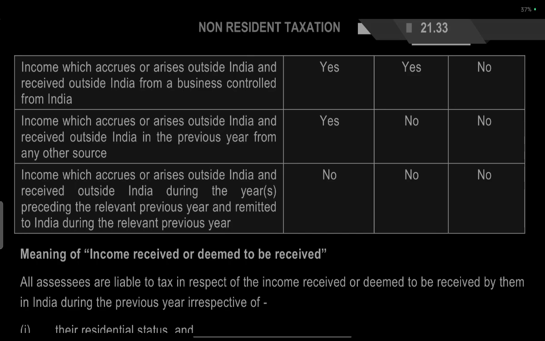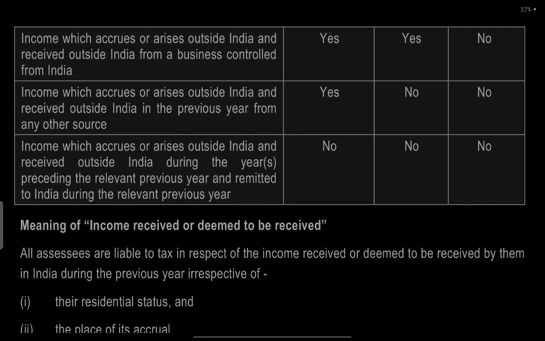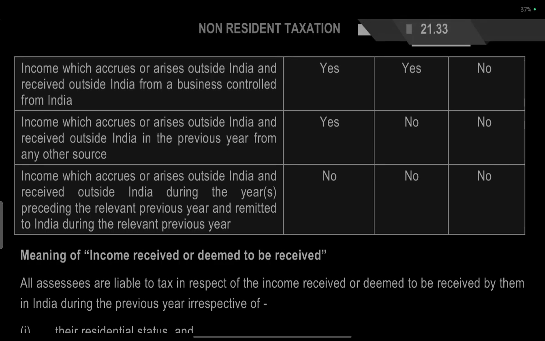Others are non-taxable: income which accrues and arises outside India and is received outside India during the years preceding the relevant previous year, and is remitted to India during the previous year. So, income which accrues and arises outside India and is received outside India during the years preceding the relevant year, and is remitted to India during the previous year, is not taxable.